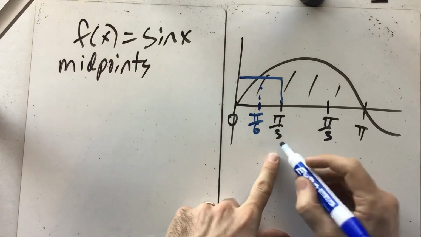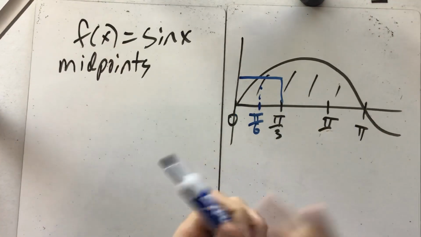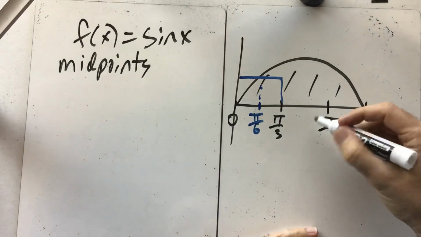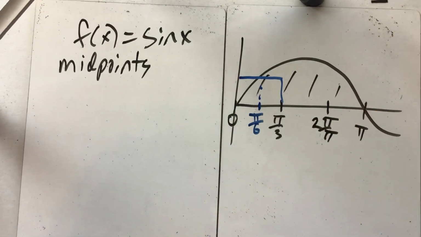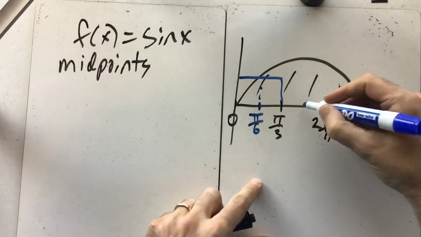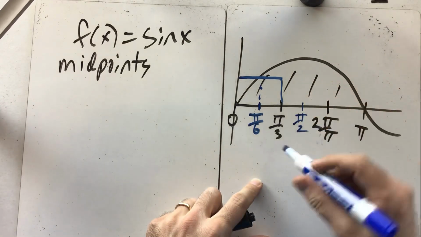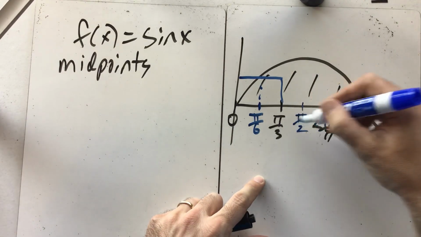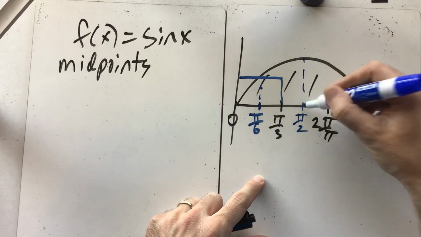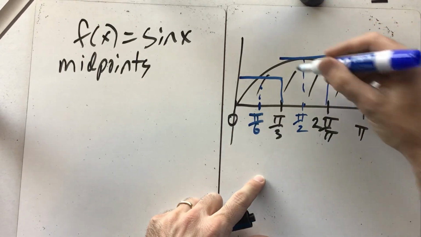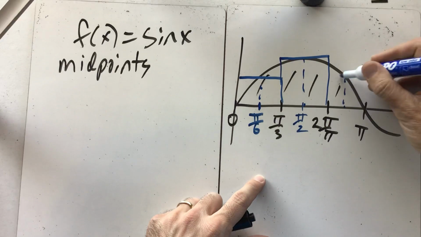Okay, and then finally, this is 2 pi over 3. So halfway between pi over 3 and 2 pi over 3 is pi over 2. And again, you could add those two together and divide by 2, or just think about fractions. And there's that one. And then finally, here's this one.